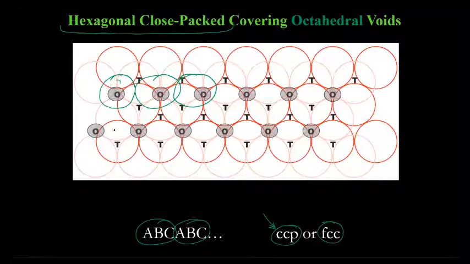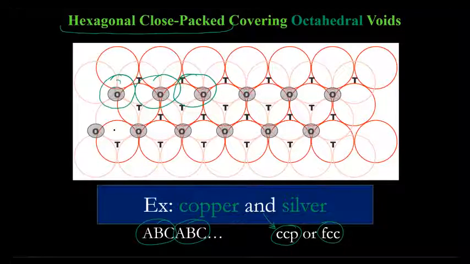What you need to remember: HCP packing covering octahedral voids will be ABC, ABC type, which is actually CCP or FCC, and examples are copper and silver. Memorize these things. One-mark questions appear from here. ABC, ABC type is actually CCP or FCC. FCC is also termed as CCP, closed cubic packing.